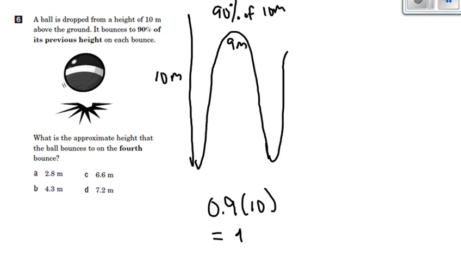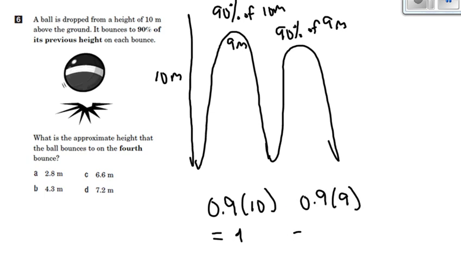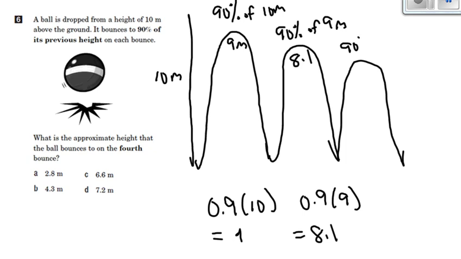Now we're going to bounce again. And now we're going to go to 90% of 9 meters. So here's what that math looks like. 90% of 9 meters, and that gives us 8.1 meters. And now we're going to bounce again. And now we're going to 90% of 8.1 meters. So 90% of 8.1 meters is 7.29.